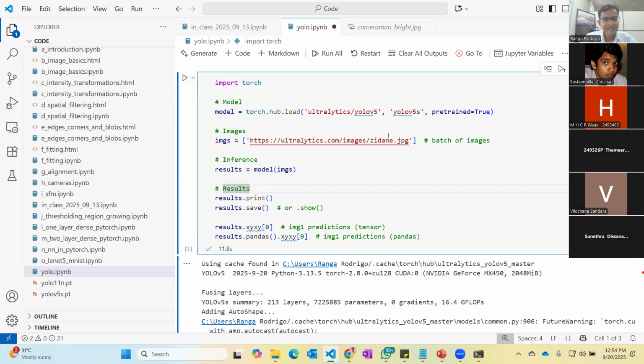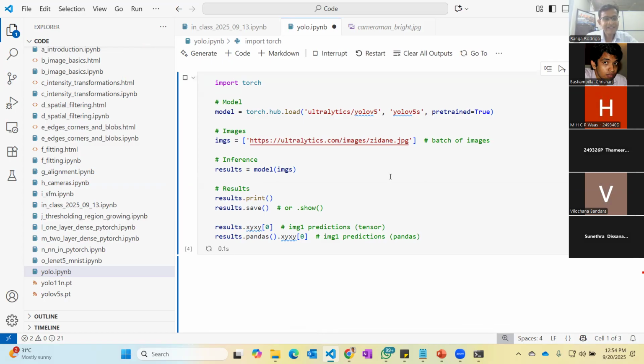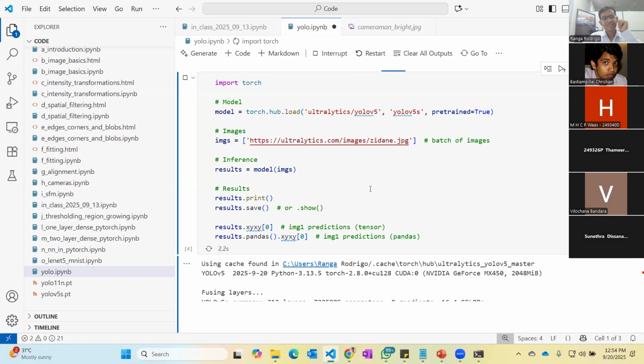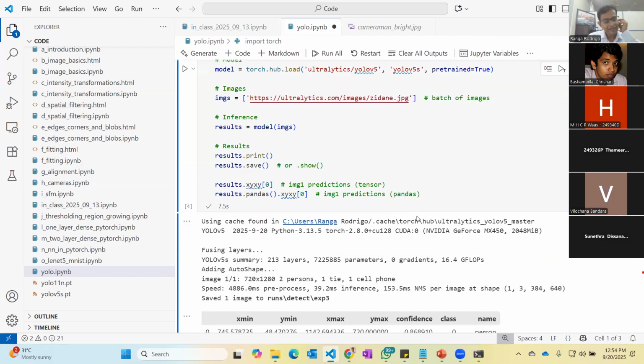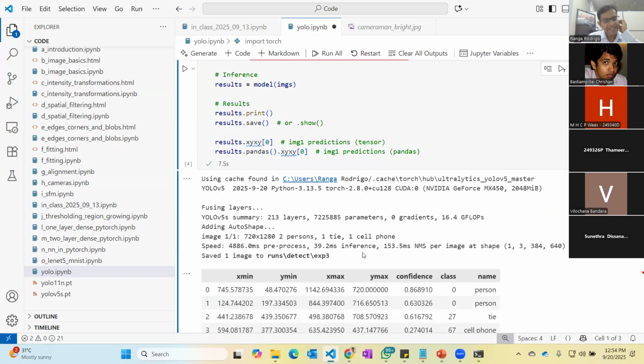So this is their Zidane image. This is already downloaded, and the training parameters are downloaded. It's not required to train, but you can test it directly.